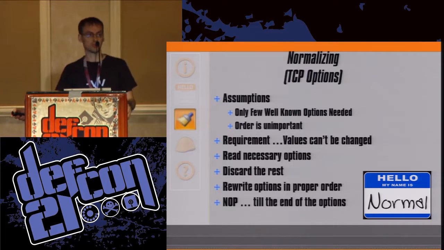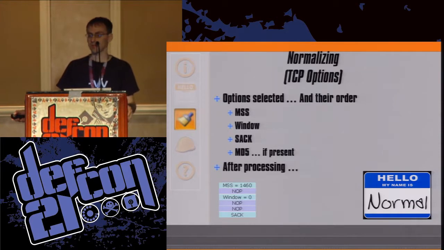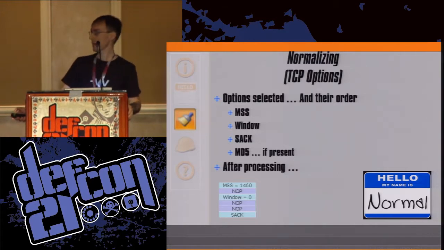It then rewrites the options in the order that I've selected, and fills out the remaining space with NOPs to make sure it hits the right 16-bit, 32-bit boundaries, so that first off, the packet is not displaced in memory in any way, and the checksum can be calculated without any sort of problems. Okay. These are the options that I selected and their order: maximum segment size, window scale, selective ACK, and then MD5 hash if present. So after processing, an options list would look like this.